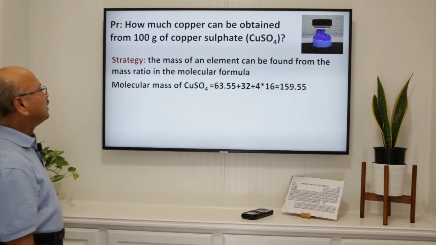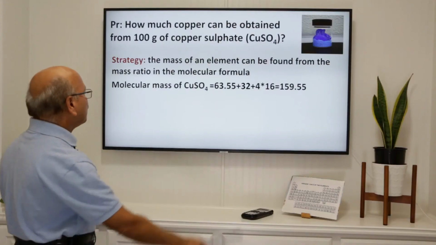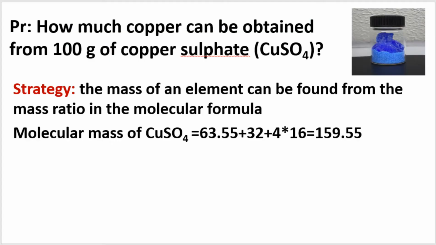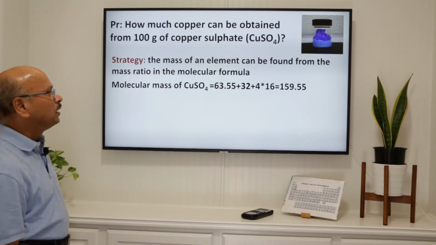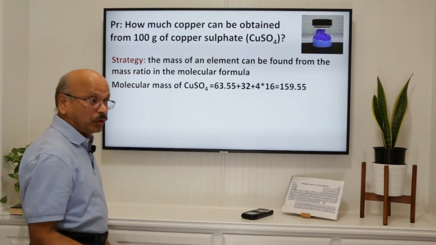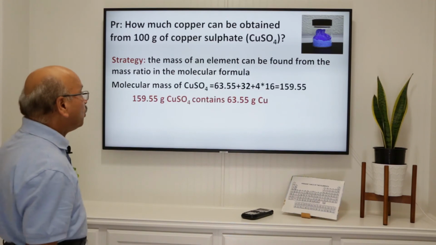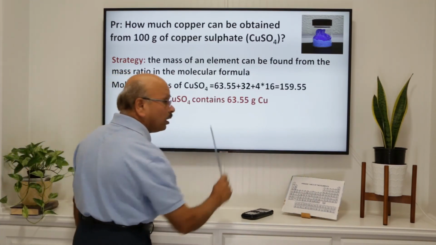So let's think about this. The strategy is this. The mass of the element can be found from the mass ratio in the molecular formula. So if you find the molar mass, 1 copper is 63.55, which comes from the periodic table. One sulfur is 32, and 4 oxygen is 4 times 16. Add them together, you get 159.55 as the molar mass. So out of that molar mass, your copper mass is 63.55. So you can use that ratio. So 159.55 grams of copper sulfate contains 63.55 grams of copper.